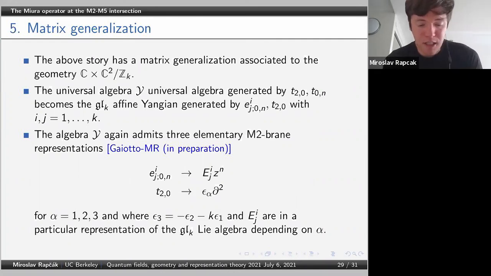That is associated to the geometry of C times C squared over Z_K. The universal algebra Y that was generated by these generators ψ and e, now becomes the algebra known as the GL_K affine Yangian, generated by e_ij, f_ij, and ψ_ij, where i and j go from 1 to K. So you can really think about the generators again as being promoted to matrices. And the algebra Y again admits three different elementary M2 brane representations, where the e's here are some particular representations of the GL_K Lie algebra, depending on alpha being 1, 2, 3, corresponding to the three different orientations one can introduce.